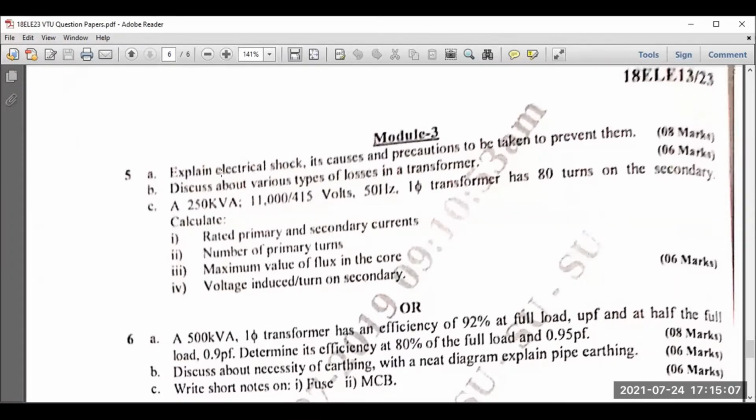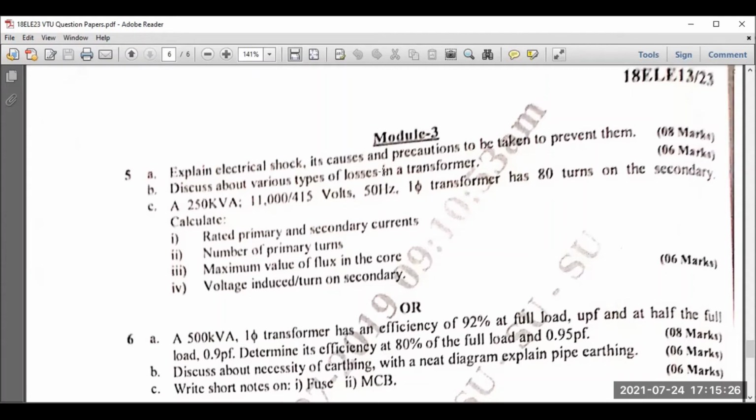Question number 5 belongs to module number 3. There are 2 segments in module number 3. The first one is transformers and the second part is domestic wiring. The first question is from domestic wiring: explain electrical shock, its causes and the precautions. So 4 plus 4 marks you will be getting.